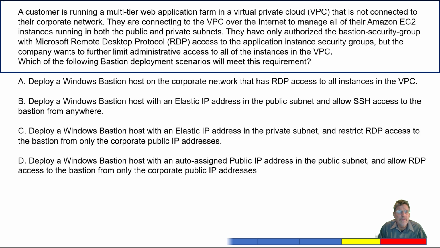This is a pretty tough one. How do we solve this one? Do we deploy RDP access for everybody? Public subnet, SSH access, not RDP, EIP, or Bastion host with auto apply and allowing Bastion host a corporate IP address? The answer would be B. All right.